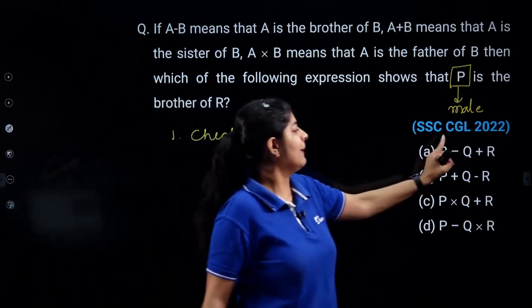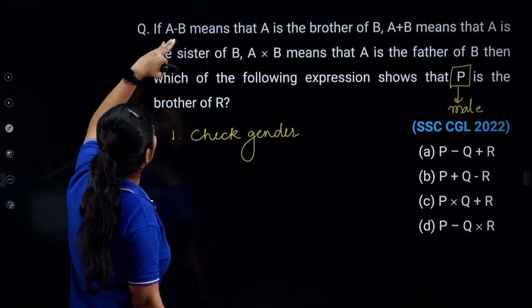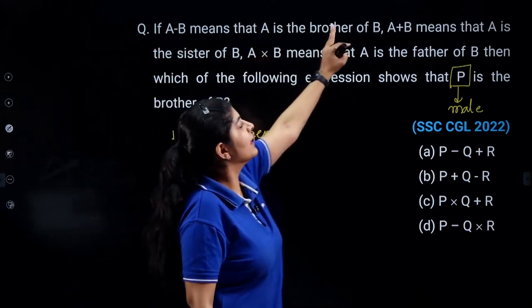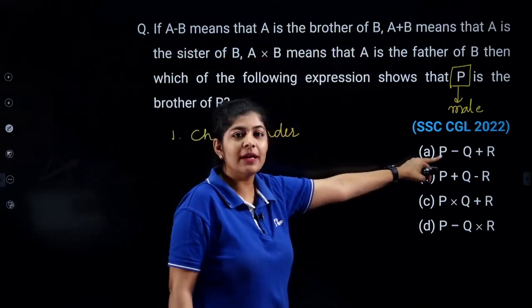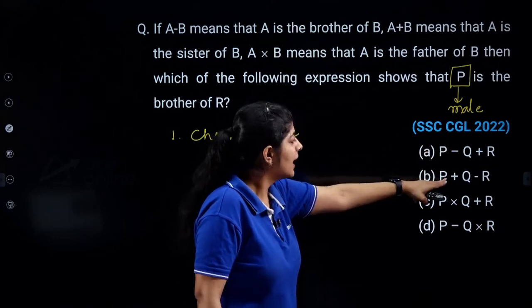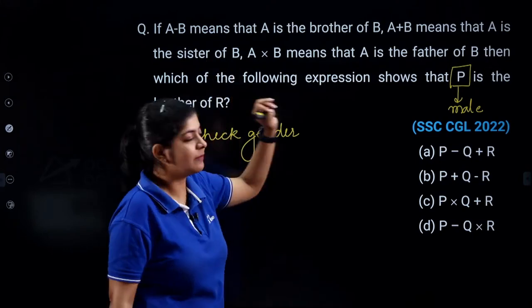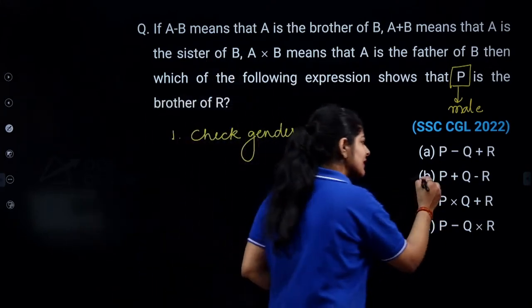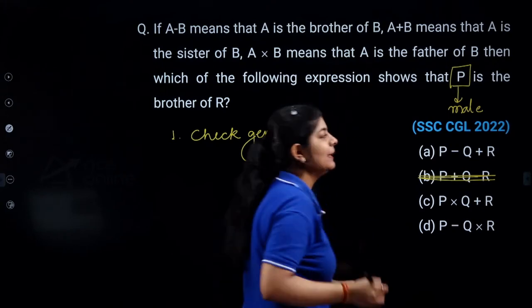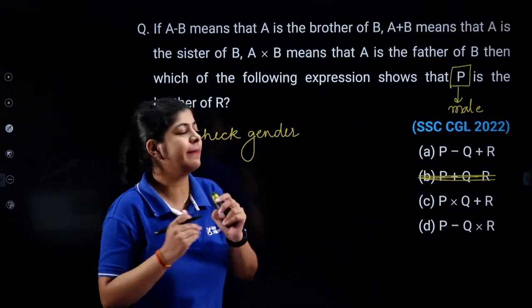Okay. P minus Q. Where is minus? Over here. P is a brother of Q. That means P is a male over here. Okay. Next one. P plus Q plus: P is a sister of Q. Simply eliminate because we need P as a male, not female. Next one.